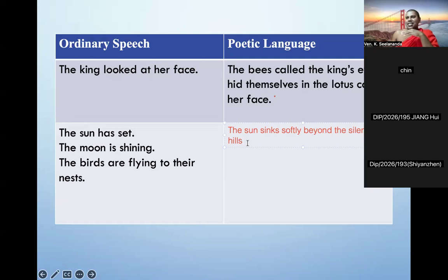We can use upama, similes, and Sanskrit ornaments. It is not direct, ordinary speech. Sun has set. We can create it like this: the sun sings softly beyond the silent hills. Next: the moon is shining.